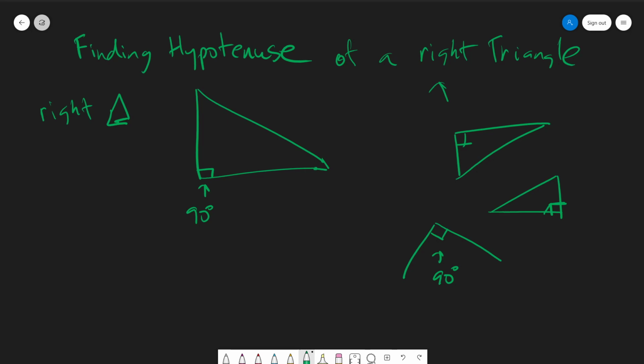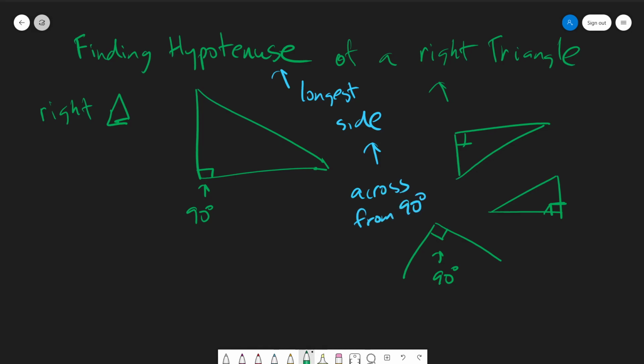So before we did distance, and right now we're just going to be finding the hypotenuse. So what is a hypotenuse? The hypotenuse is the longest side, and it is always across from the 90-degree angle.